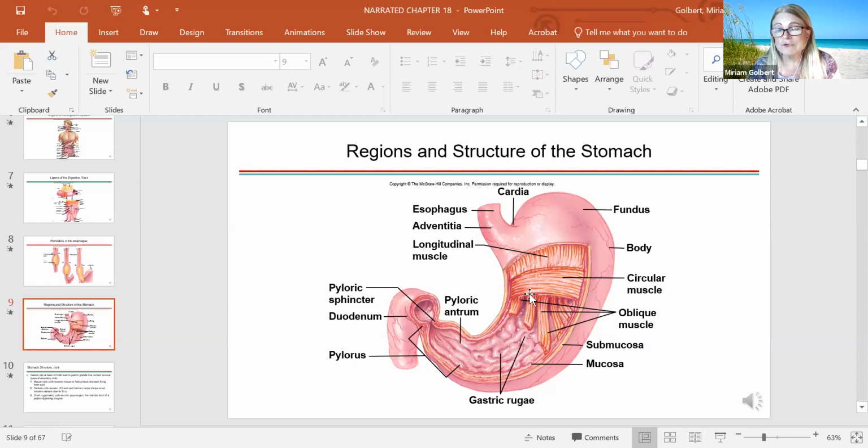When we have the food here mixing in the stomach, the pyloric sphincter is closed. We want to make sure that everything here is mixed. Once this is ready, then the pyloric sphincter will open up, and that's when the chyme gets into the duodenum.